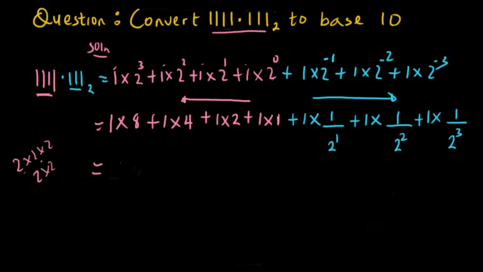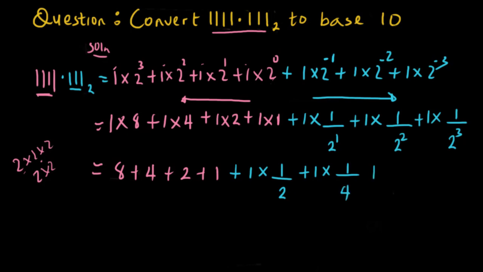We have 1 times 8 is 8, plus 1 times 4 is 4, plus 1 times 2 is 2, plus 1 times 1 is 1. Do you understand? So if we do this part, we'll have plus 1 times 1 all over 2 raised to power 1, which is 2, plus 1 times 1 all over 2 raised to power 2, which is 2 times 2, so that is 4, plus 1 times 1 all over 2 raised to power 3, which is 2 times 2 times 2. 2 times 2 is 4, 4 times 2 is 8. Now you can see I'm moving from one step to the other.